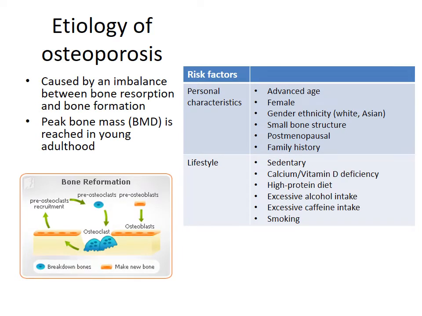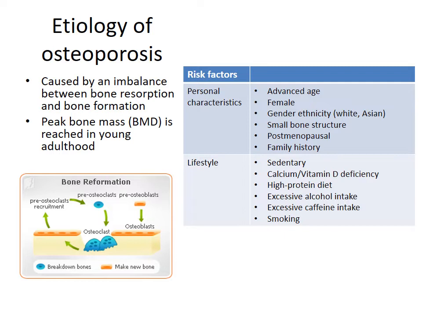So how does this result? We said it's an imbalance. So down here, we have the osteoclasts in blue breaking down bone, and we have the osteoblasts building bone, and we just have the clasts working harder than the blasts. All of us achieve our peak bone mass in young adulthood. As we grow older, our bone mass diminishes, particularly in women.